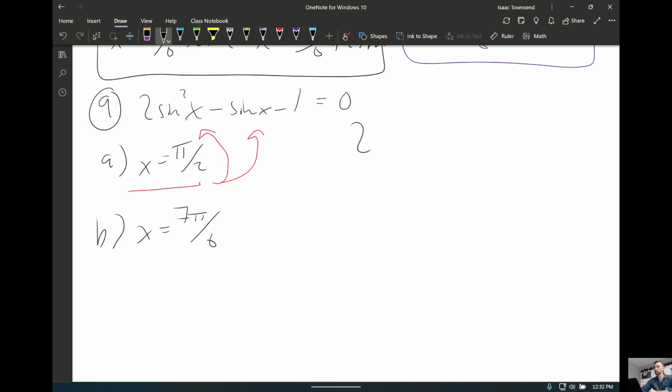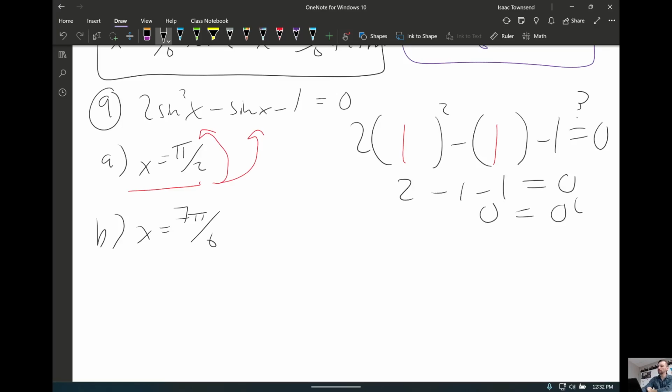So this would be 2 times the sine of pi over 2 squared minus the sine of pi over 2 minus 1. And what is the sine at pi over 2? Okay, so if I get 1 everywhere there's a sine of pi over 2, I'm going to get 2 times 1 squared minus 1 minus 1. So that's a true statement. So pi over 2 has been confirmed to be a solution. It solves the original equation.